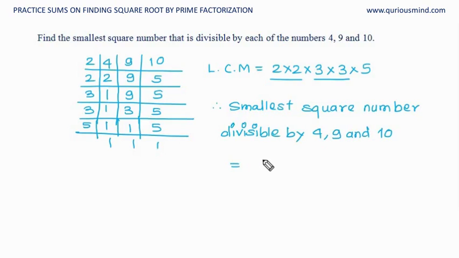we will multiply whatever we have by one more 5 so that it is a square now, and that is equal to 900.